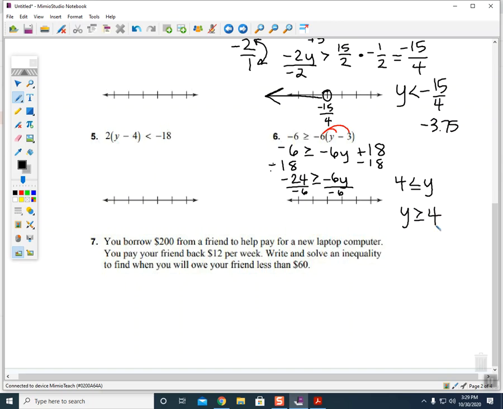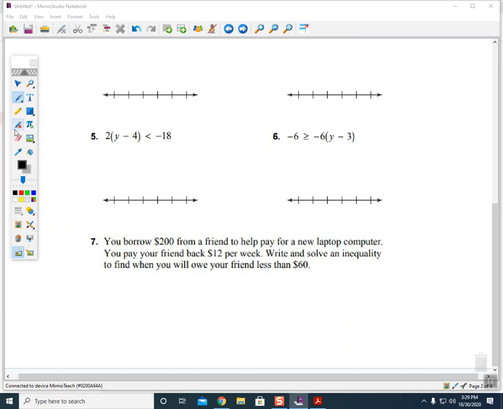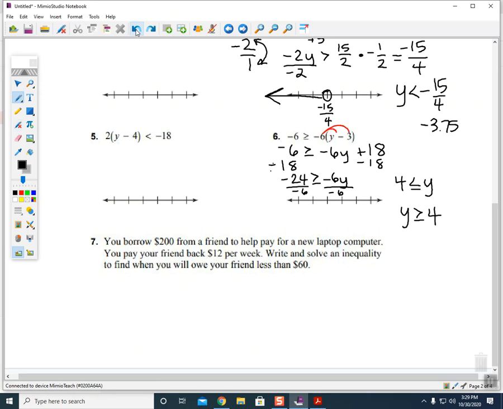And the reason why we need to pay attention to that is that if I were to, oops, that's not what I wanted. I want the eraser. Just want to get rid of this stuff up here so that we can look at the graph. Okay, so if I graphed this first, 4 is less than or equal to y, so I know that it's going to be a filled in dot.